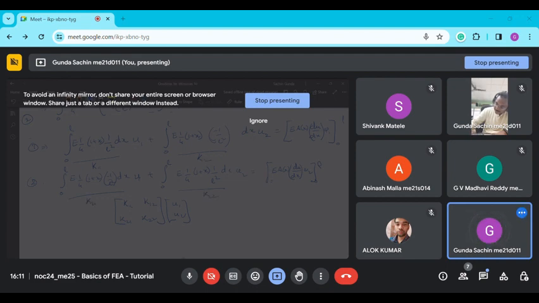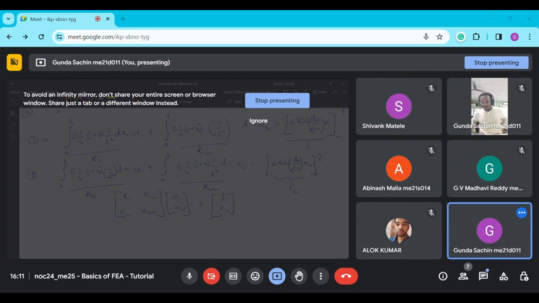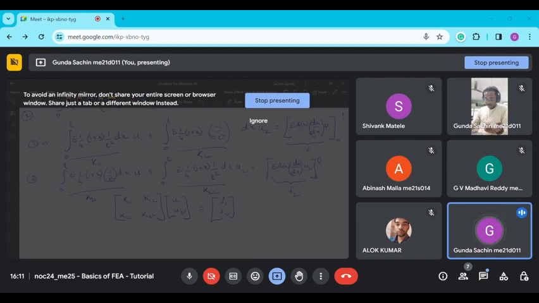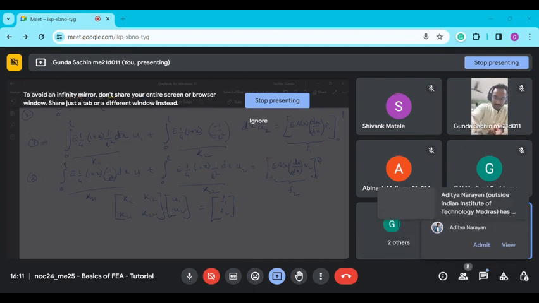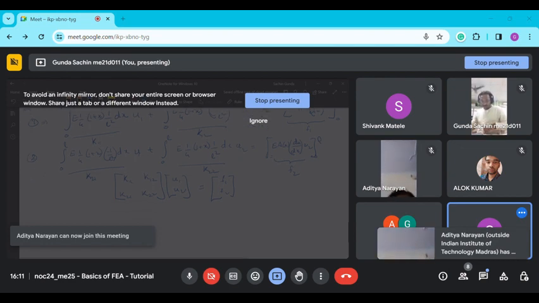This will be your K11 and this is K12, K21, K22. So you have multiplied K11 times U1 plus K12 times U2 is equal to the right hand side F1, F2. This one will be your F1, this will be your F2. So this is how your stiffness matrix will look for one element.